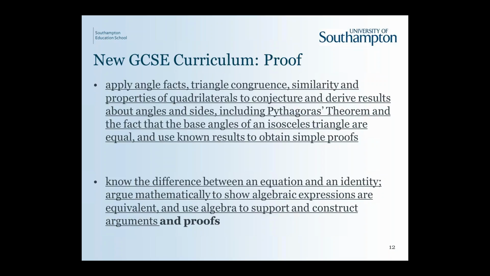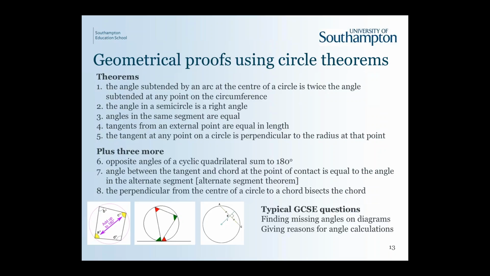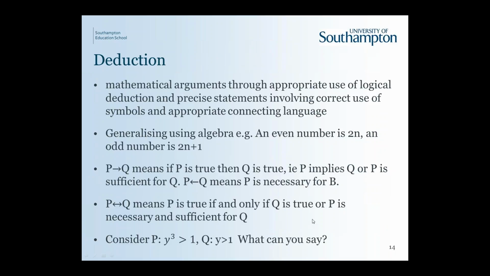So there's that side, but we're not really going to talk much about that today. Then there's the other side. So know the difference between an equation and an identity. Argue mathematically to show algebraic expressions are equivalent, and use algebra to support and construct arguments and proofs. So, here are the geometrical ones that they're expected to know, and we've talked about this before. Yeah, typical GCSE questions. You've got to find this angle using all sorts of different results. But algebraic proof. Whoops, sorry, I meant to have each of these arriving rather than one.